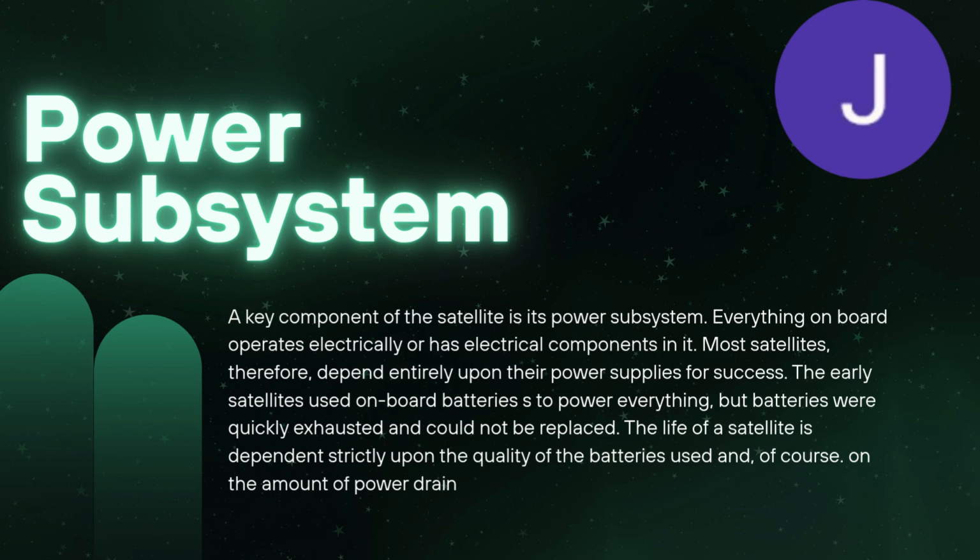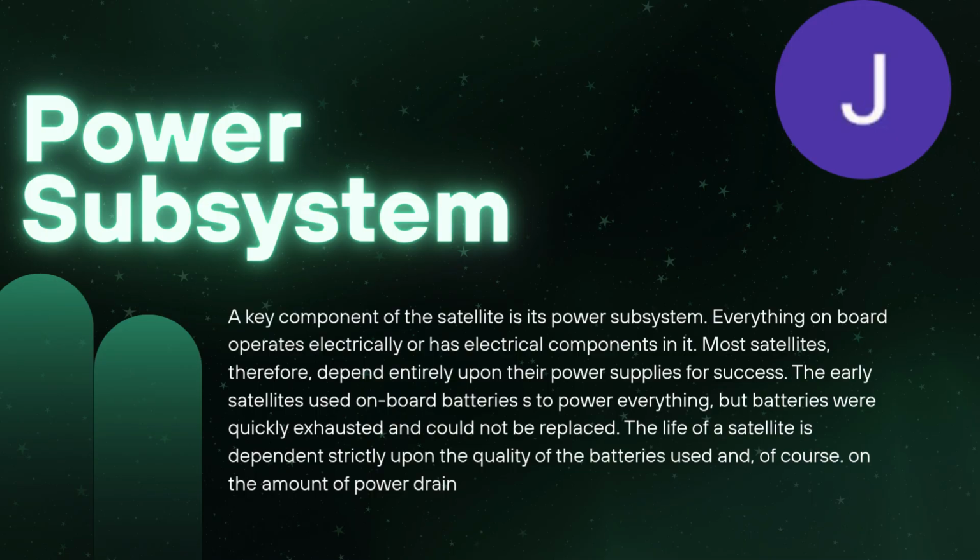Next is the power subsystem. A key component of the satellite is its power subsystem. Everything on board operates electrically or has electrical components in it. Most satellites therefore depend entirely upon their power supplies for success. The early satellites used onboard batteries to power everything, but batteries were quickly exhausted and could not be replaced. The life of the satellite is dependent strictly upon the quality of the batteries used and, of course, on the amount of power they drain.